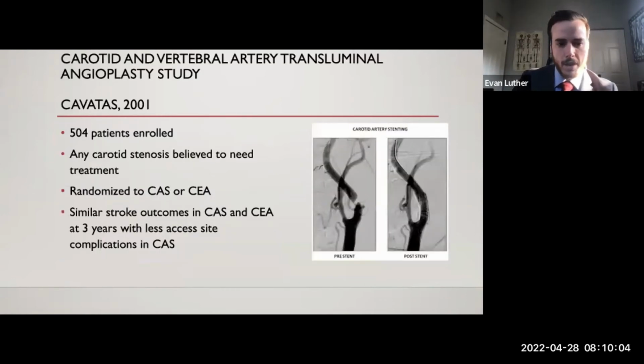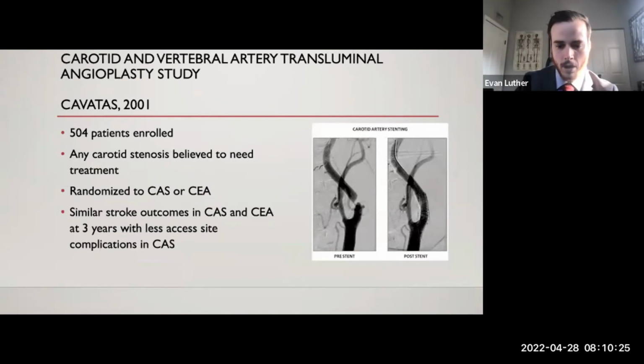In 2001, the CAVATAS trial, the Carotid and Vertebral Artery Transluminal Angioplasty Study, was the first bigger study evaluating endovascular treatment versus endarterectomy. They enrolled about 500 patients, and again had broad inclusion criteria. They didn't have to be symptomatic or asymptomatic.